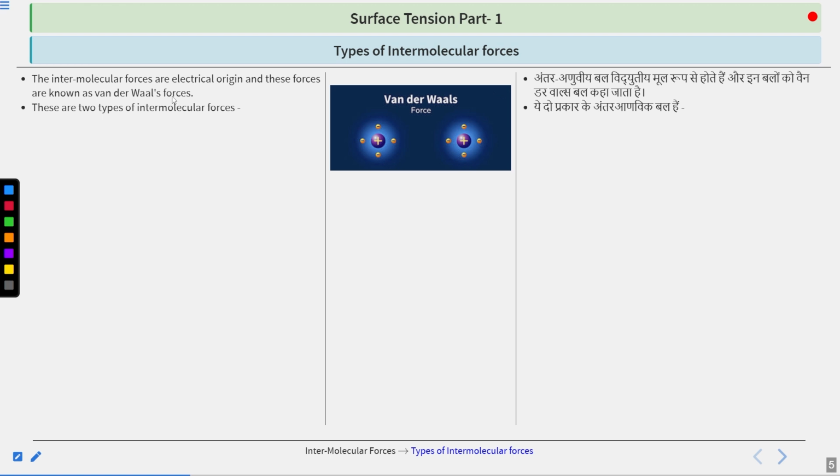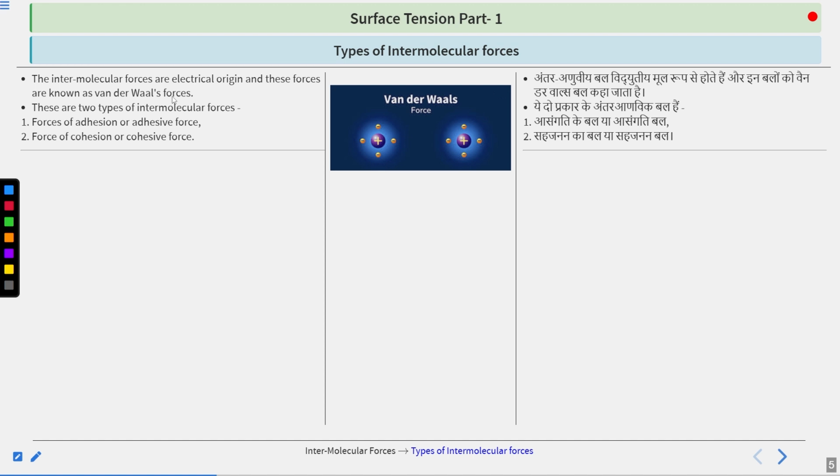There are two types of intermolecular forces. First is force of adhesion or adhesive force. Second is force of cohesion or cohesive force. So these are the two types of intermolecular forces that exist. Force of adhesion or adhesive force, force of cohesion or cohesive force. Got it?